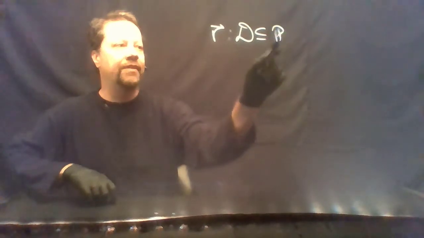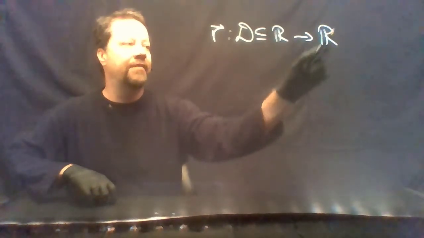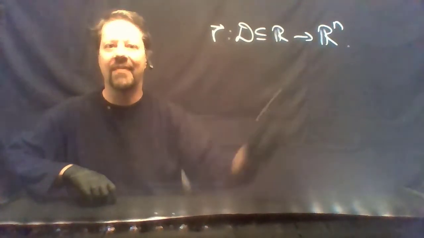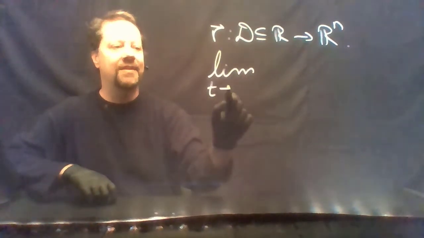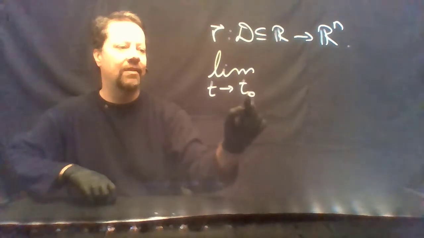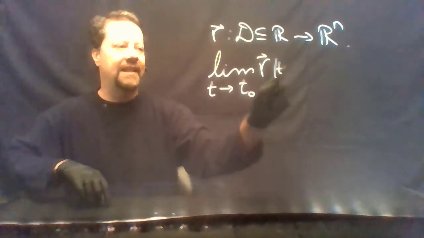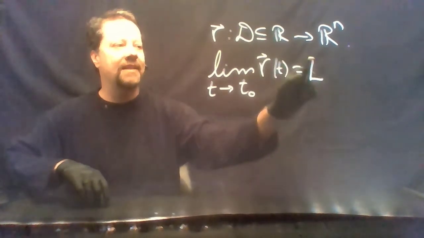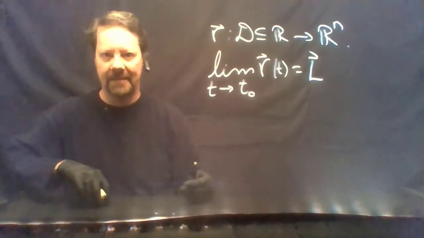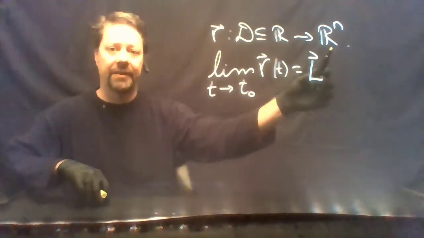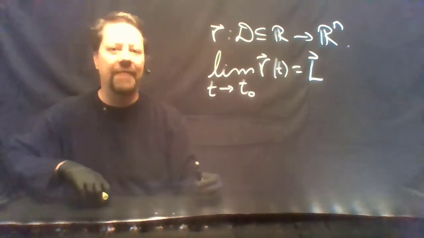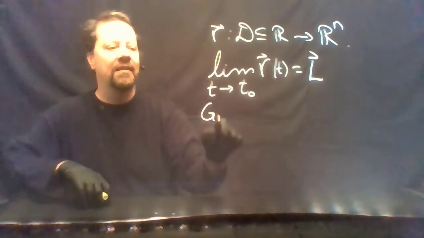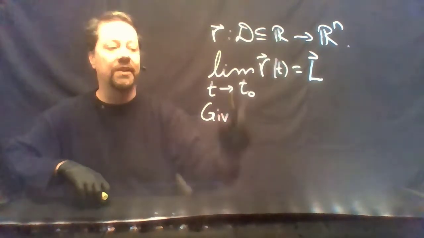These vector-valued functions map some domain in the set of real numbers into the set of vectors in Rn. So we'll do the limit as t goes to, say, t naught of r of t equals, it has to be a vector-valued limit because you're outputting vectors. So we need a measure of closeness between vectors. The domain is still real numbers.